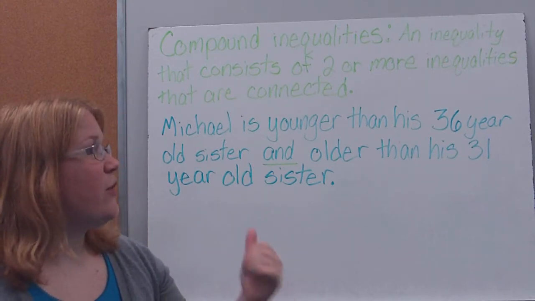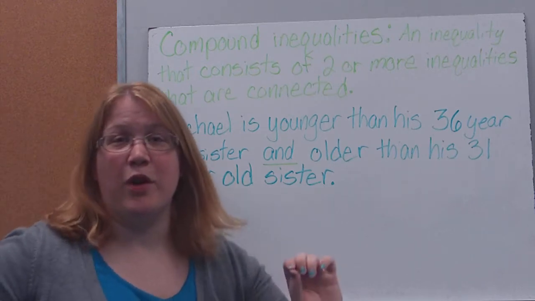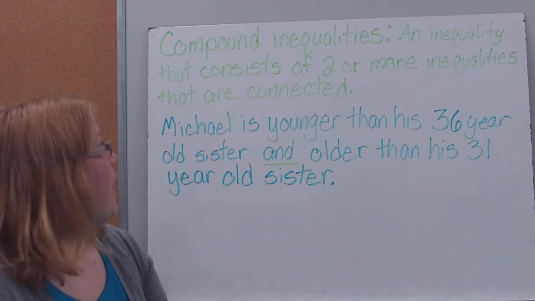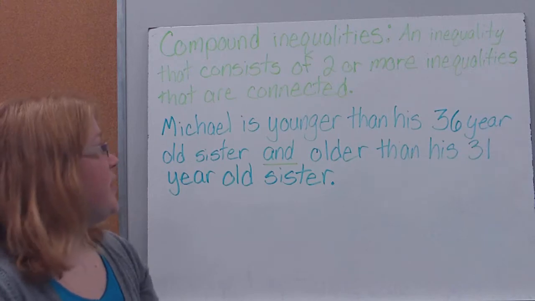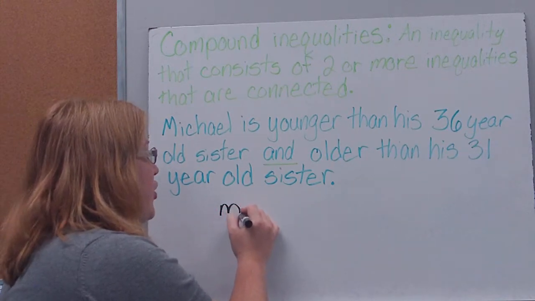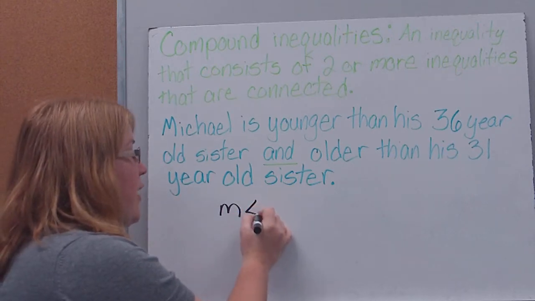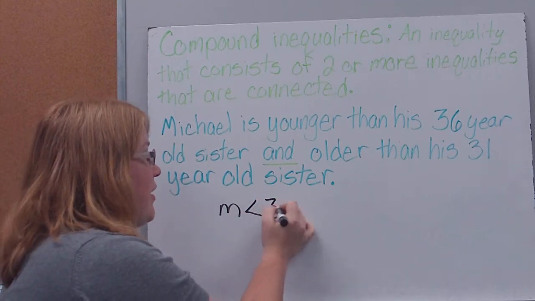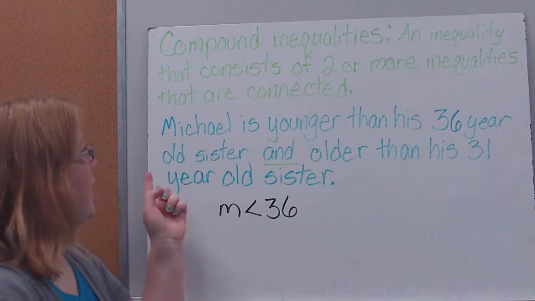So the problem I've given you is actually, this is my family I'm talking about here. I have a brother, Mike. Michael is younger than his 36-year-old sister. That's not me. So if I just wanted to write this, Michael is younger than, so Michael would be less than 36 years old.